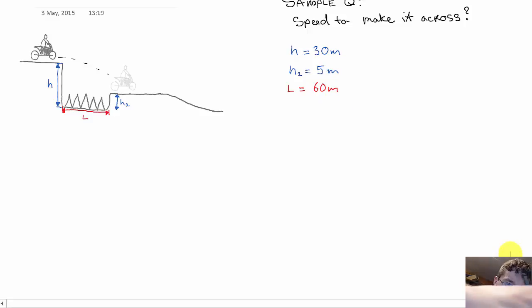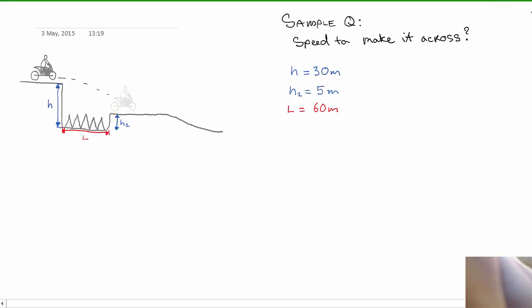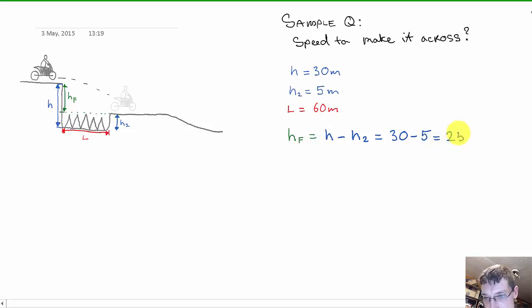Alrighty, so instantly we can project this here and get the length which Lulu the lunatic is going to be falling. This is height final, let's just say. So height final would equal height minus height 2, which would equal 30 minus 5, 25 meters.